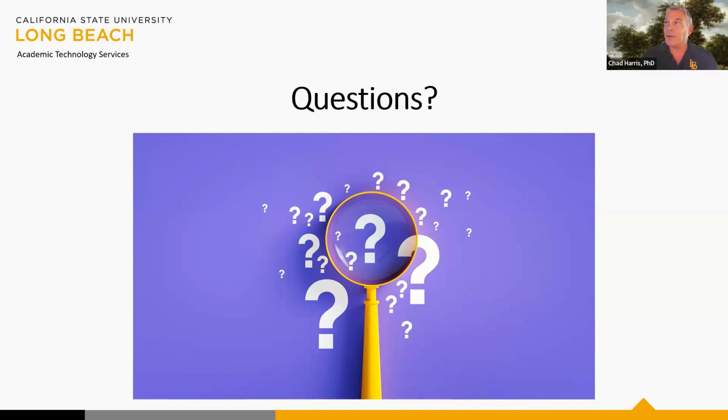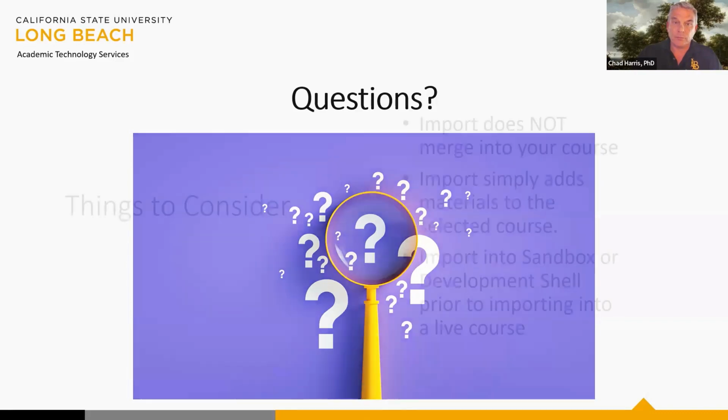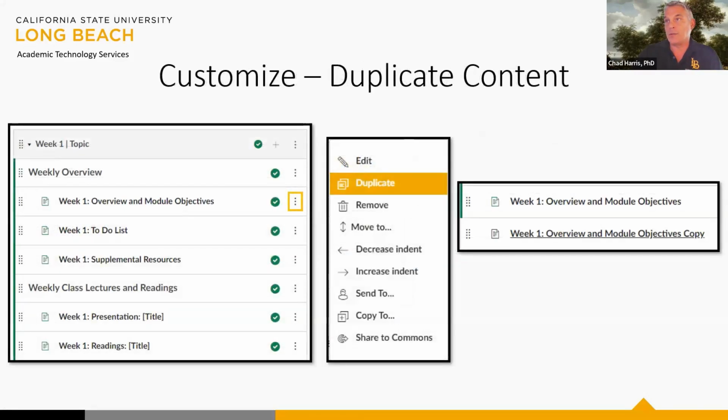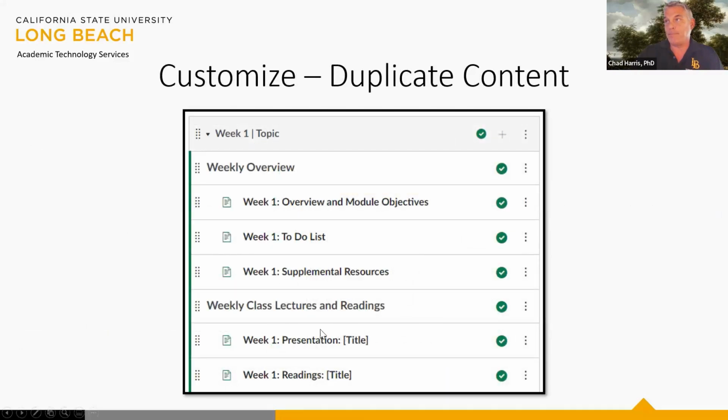Any questions from anyone? Yes, hi, Chad. I have a question for you. Sure. If you go back to your weekly module, you had 3 items indented to the right. Yeah, let me go back. Hold on. That was this one? Yeah, is there any way to collapse the 3 indented items under the weekly overview?